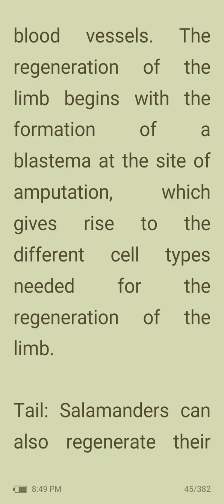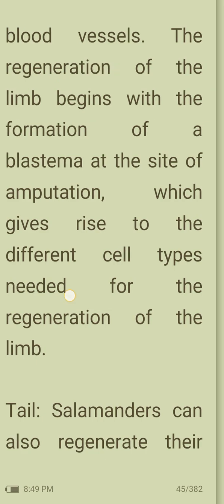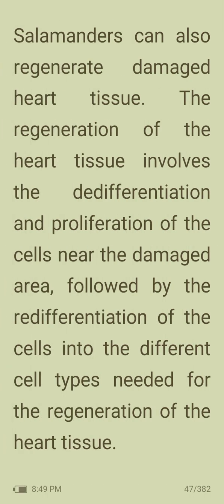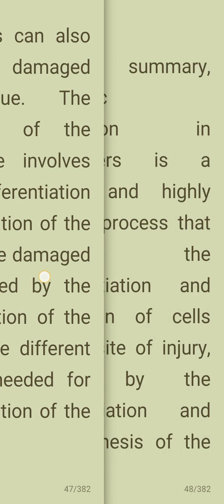Then tail. Salamanders can also regenerate their tails, which contain spinal cord, muscle, bone, and skin. The regeneration of the tail begins with the formation of a blastema at the site of amputation, which gives rise to different cell types needed for the regeneration of the tail. Then heart tissue. Salamanders can also regenerate damaged heart tissue. The regeneration of the heart tissue involves the dedifferentiation and proliferation of the cells near the damaged area, followed by redifferentiation of the cells into the different cell types needed for the regeneration of the heart tissue.